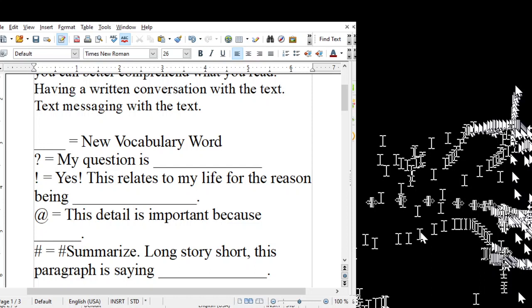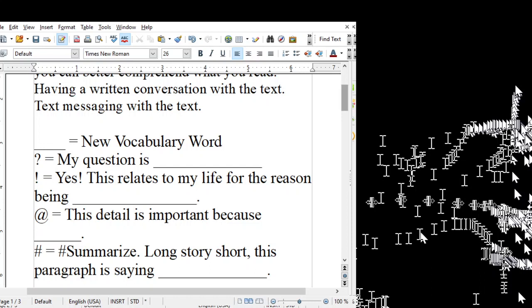If I saw the hashtag, I knew that in the margin I should expect to see you summarize that paragraph. So if I saw in your textbook that you underlined an entire paragraph and then put the hashtag symbol, I know that in the margin next to that paragraph, you just put that paragraph in your own words. And you would write this: Long story short, this paragraph is saying. And you summarize in about 2 or 3 sentences.